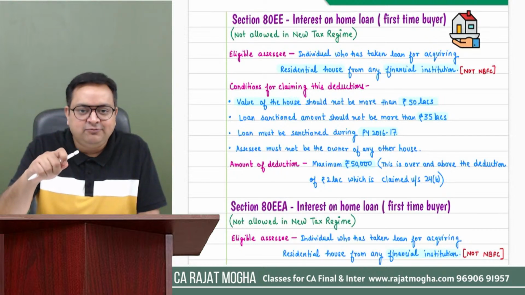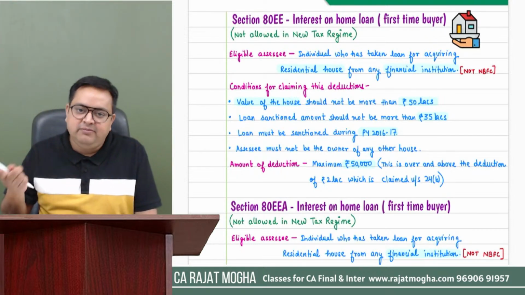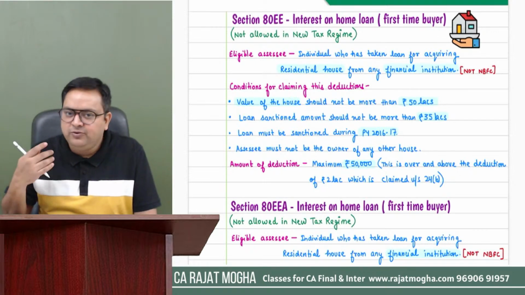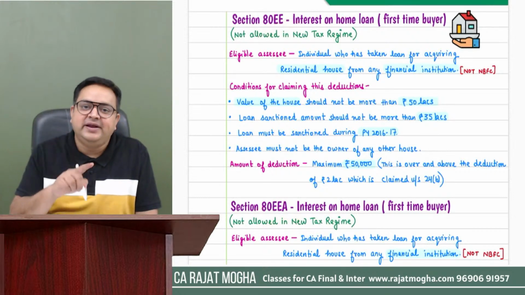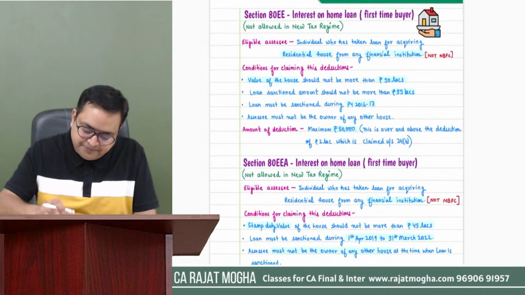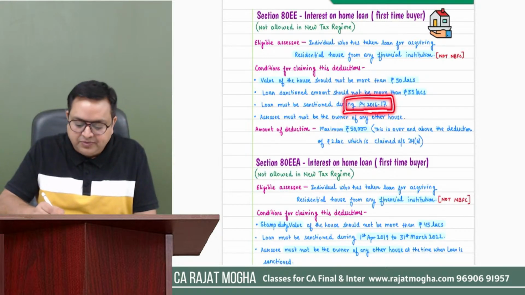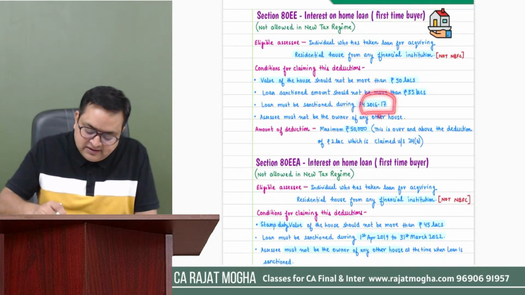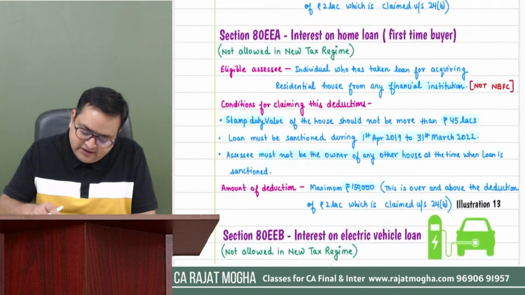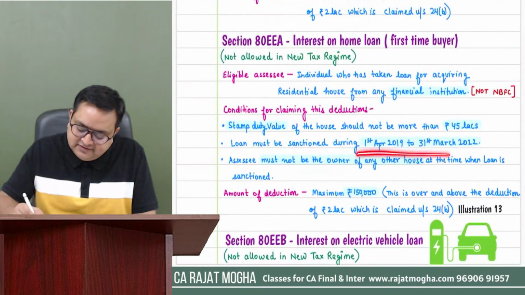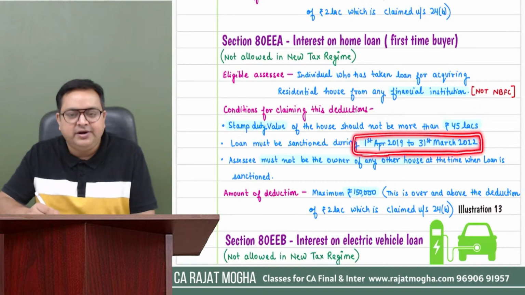Why am I emphasizing on this point? Because in electric vehicle, in 80EEB, you can take a loan from NBFC also. So in 80EEB, it is written that you can take a loan from NBFC also. But here, to claim a deduction in these two sections, the loan should not be taken from NBFC. Right. So if the loan was sanctioned during this previous year, it is 80EE. But if the loan is sanctioned after this year, then the assessee can come in under section 80EEA. But here, the point is, the loan must be sanctioned during this period, from 1st April 2019 till 31st March 2022.